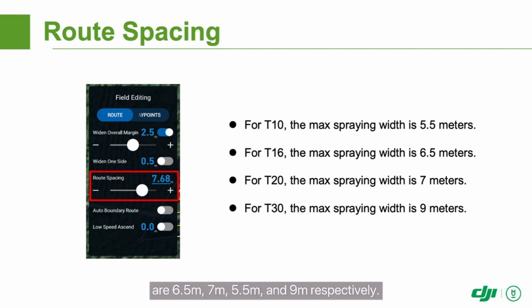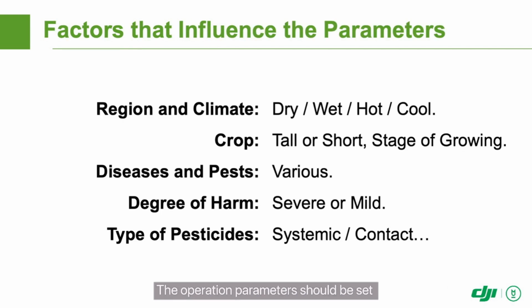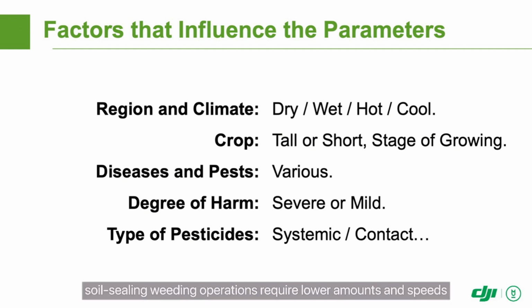The operation parameters should be set after considering the region, crop, type of disease or pest, harmfulness, type of pesticide, and other factors. No one set of parameters is suitable for all operations. Taking a rice field as an example, soil sealing weeding operations require lower amounts and speeds, while stem and leaf application weeding requires higher spraying amount and lower flight speed to ensure effectiveness.